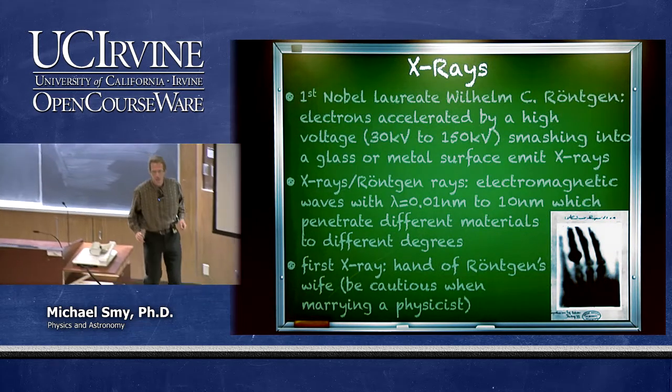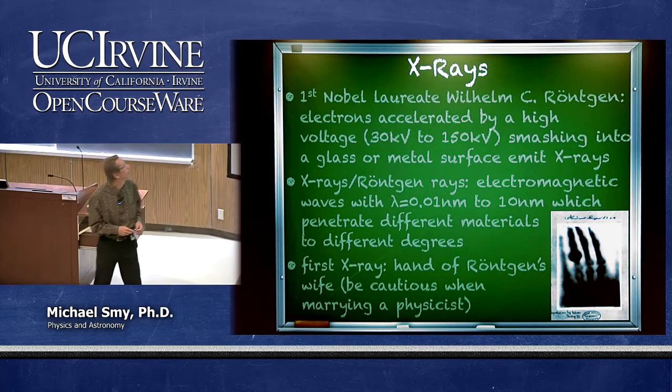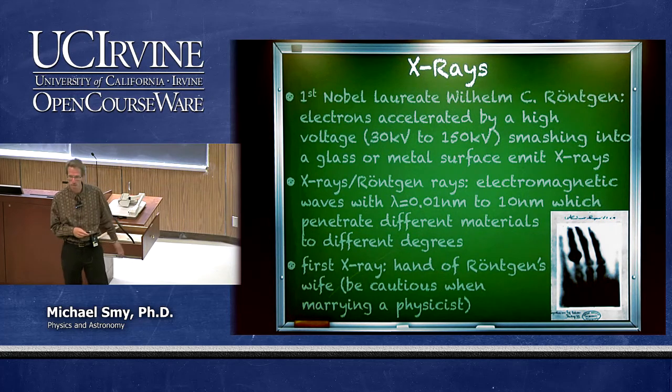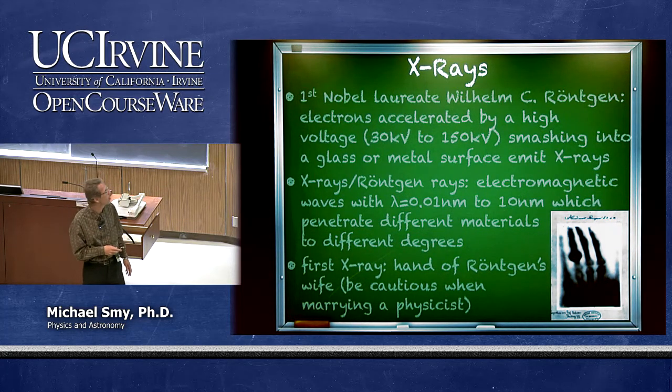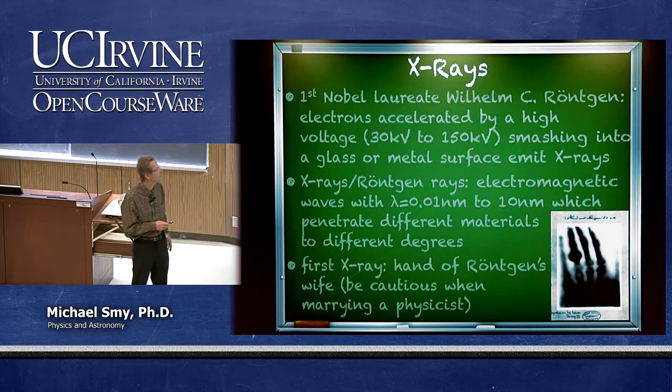Let us now look at a different wavelength region. The very first Nobel laureate after the Nobel Prize was established was Wilhelm Röntgen. And he found out that if you smash electrons that were accelerated by a high voltage, typically 30 or 150 kilovolts, into a glass or metal surface, then X-rays are emitted.